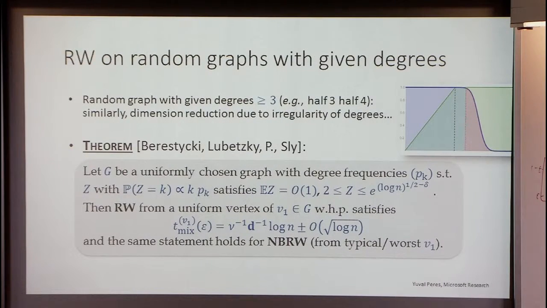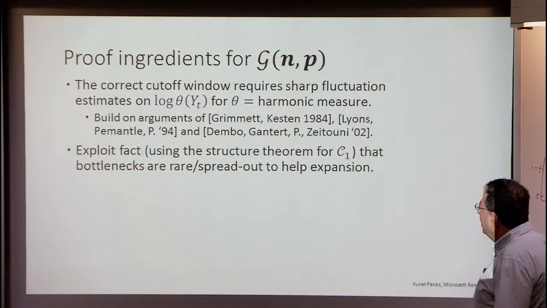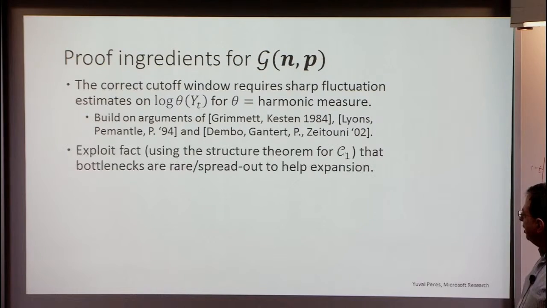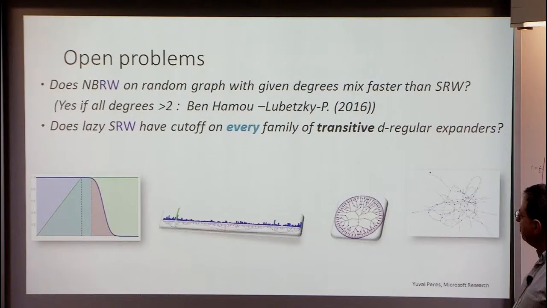So, I have to skip many details and just end with a couple of open problems. So one which is open, but we've recently made progress, again with Eyal and also Anna Ben Hamu, is the case of comparing non-backtracking walk to simple random walk.